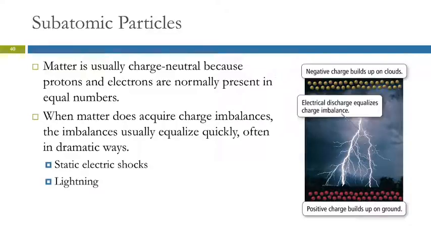Another example of charge imbalance is lightning. So negative charge builds up in the clouds, positive charge builds up on the ground, and the lightning is an equalization of that electrical charge. The negative charges come down to the ground to equalize the charge. Then that's what the static electric shocks are, is you've got an imbalance. One thing is positively charged, one is negatively charged, and they don't like that. They don't like to be separated, and so the electrons will jump from one thing to another. Any questions?